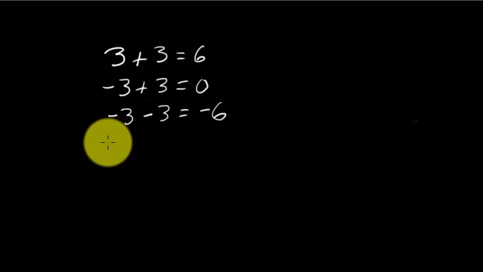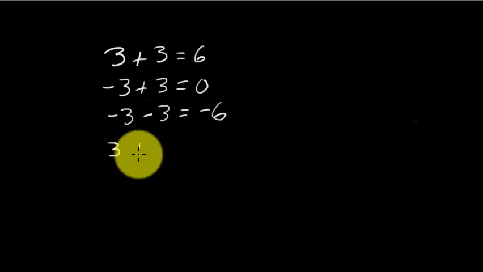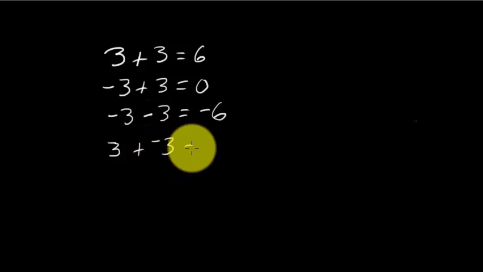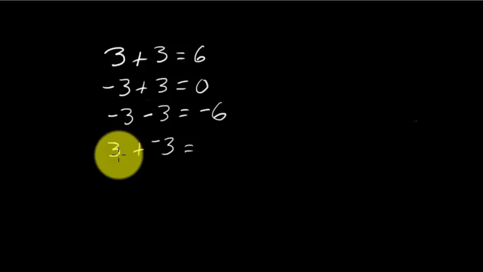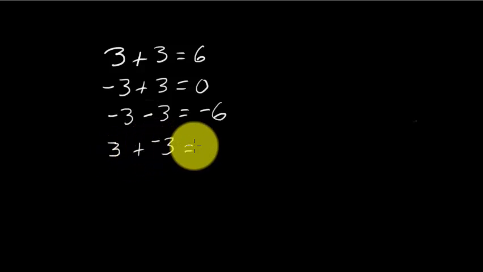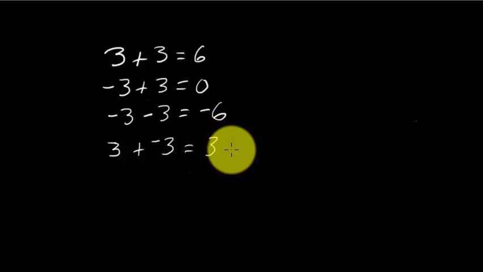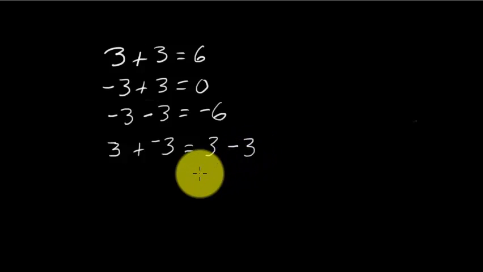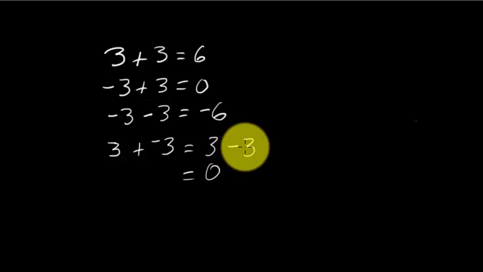And we could also have positive 3 plus negative 3. Okay, so we've got 3 plus a negative. And according to our rules for integers, this is the same as 3 take 3, and that's equal to 0. Okay, so your rules for integers apply the same as to fractions.